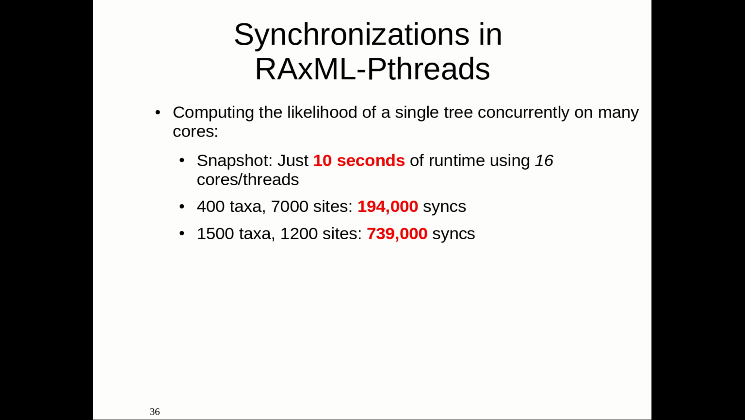For just 10 seconds of runtime using 16 cores, a dataset with 400 taxa and 7,000 sites requires almost 200,000 synchronization points, like synchronizations between the threads, and a dataset with 1,500 taxa and 1,200 sites requires 740,000 synchronization points, where the threads communicate with each other and make sure that they are at the same position in the code.